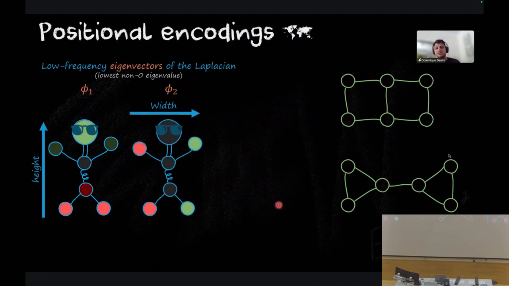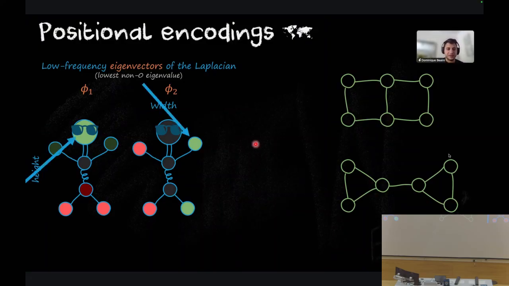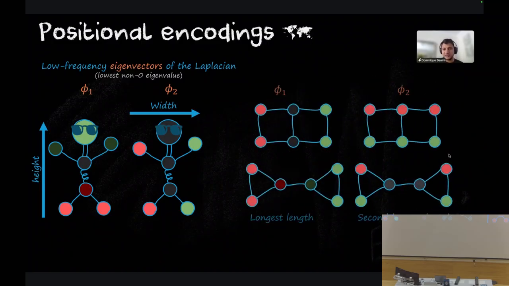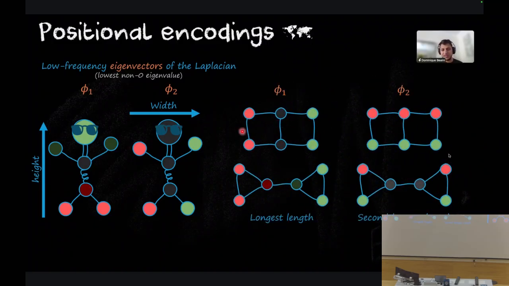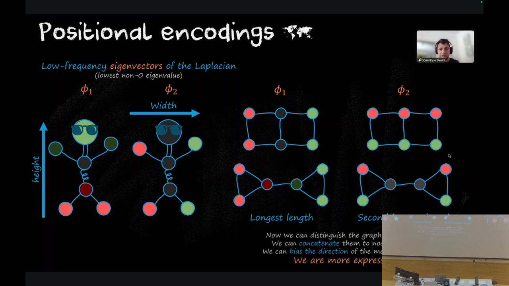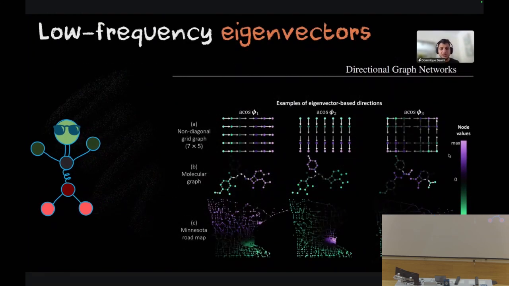Another idea, like I told you a bit about the Laplacian. If we take the eigenvectors of the Laplacian matrix, it can help give us, with sign ambiguity, the directions of the longest length and second longest length of the graph. If we apply these here, we can really see the first and second eigenvectors. These are actually analogous to the sine and cosine positional encoding that are typically used in transformers.